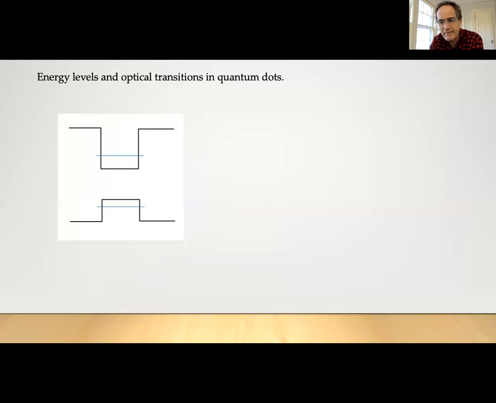Now, what kind of optical transitions can we have in a quantum dot? Well, we can have interband transitions where we go from an electron state to a hole state, or vice versa. Suppose that an electron makes a transition from this lowest confined electron state to the highest confined hole state. So that's a relaxation and a photon is emitted. What's the energy of the photon?